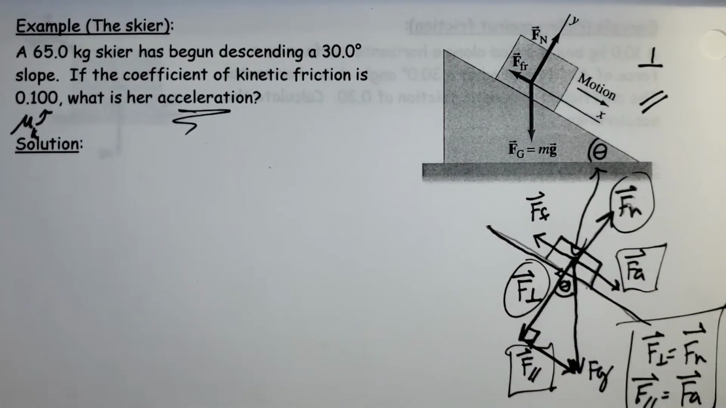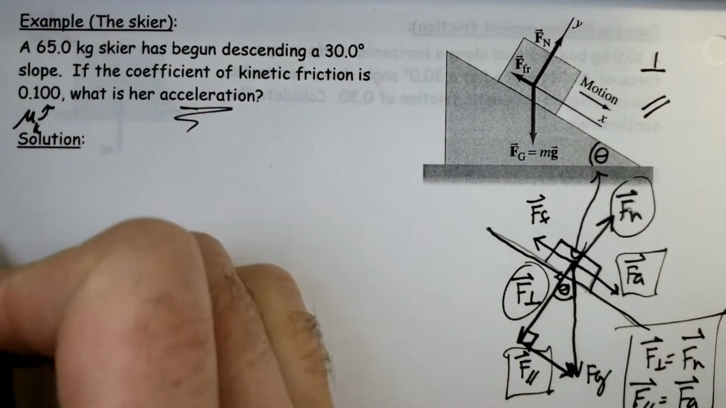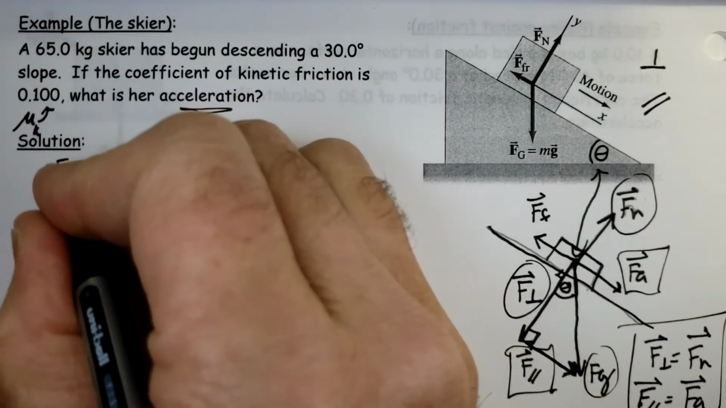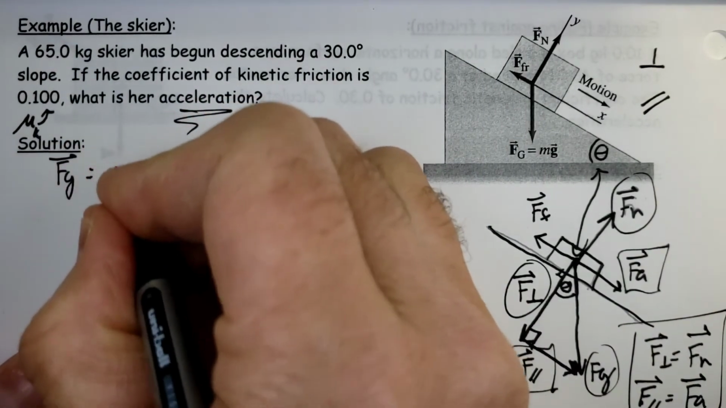Like previous examples, we're going to have to figure out all the forces involved, and then from there we'll be able to figure out the acceleration. First of all, Fg is likely the easiest one. Fg is equal to mass times gravity.